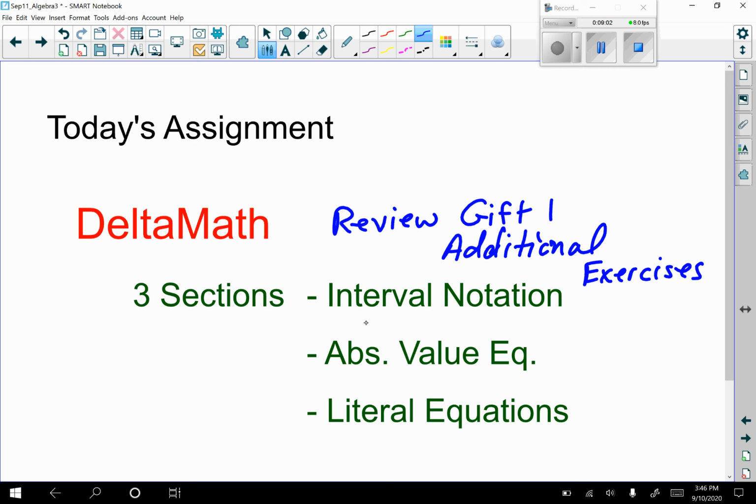So it's going to focus on interval notation. And what's nice is not only will it give you a graph where you have to write interval notation, it's going to give you interval notation and see if you could graph it. A few more problems with absolute value equations, and then solving some more literal equations.